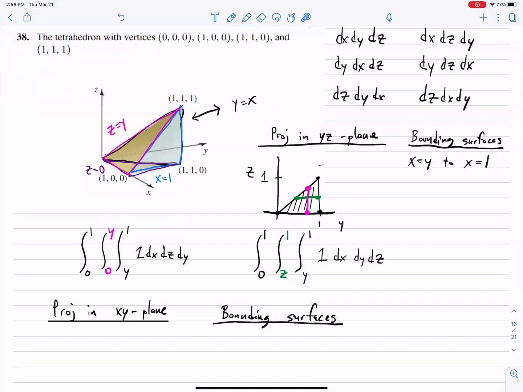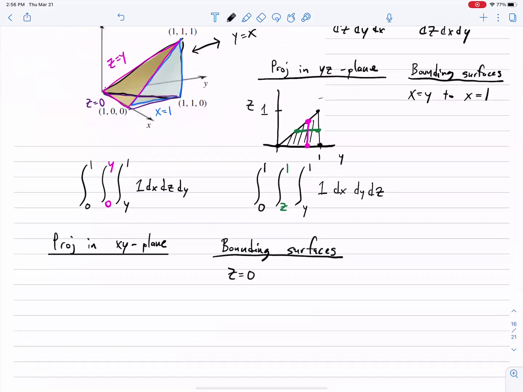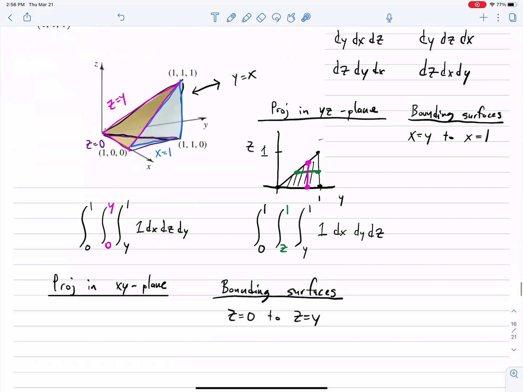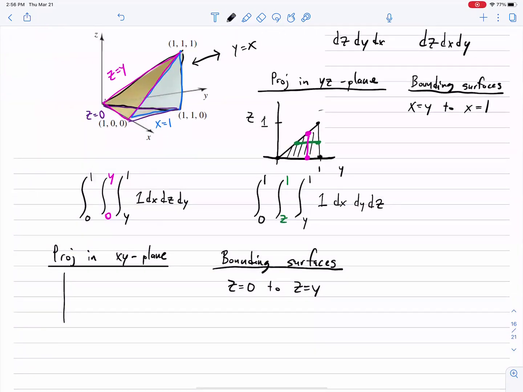And so Z equals 0 is the bottom one, and then Z equals Y, right? So from Z equals 0 to Z equals Y. Because we start down here at this surface and then we go until we hit this surface. And then what does the projection look like? In the XY plane, it's helpful to look at these points. We're ignoring the Z coordinate. So it has the point 1, 0, and it has the point 1, 1. Actually this one's not that hard. It contains this point, and then it contains this point. And so it's actually the exact same picture.